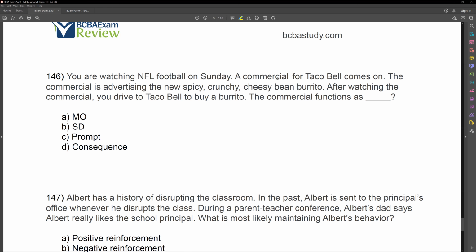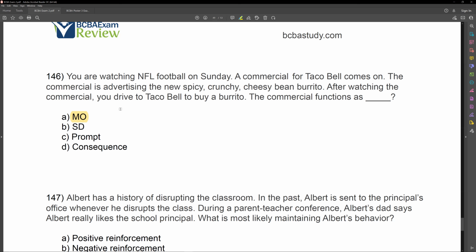This occurrence, right, the commercial comes before. So it comes before the SD, it's going to be an MO. You saw the commercial, it increased the value, okay, of the burrito. It established this behavior, it evoked or established the bean burrito. It evoked your behavior, right? It motivated you.